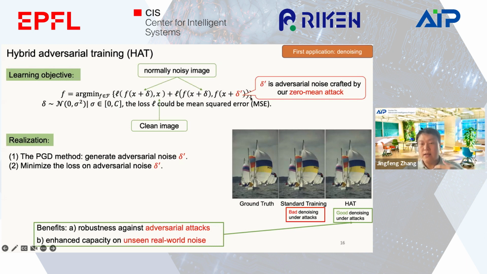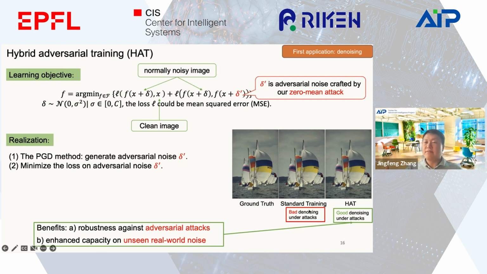To realize this learning objective, we alternately use the PGD method to generate the adversarial noise and then minimize the above two loss terms with respect to the model parameters. Then we found that, compared to the standard training, our adversarial training can ensure the reconstruction quality under attacks.